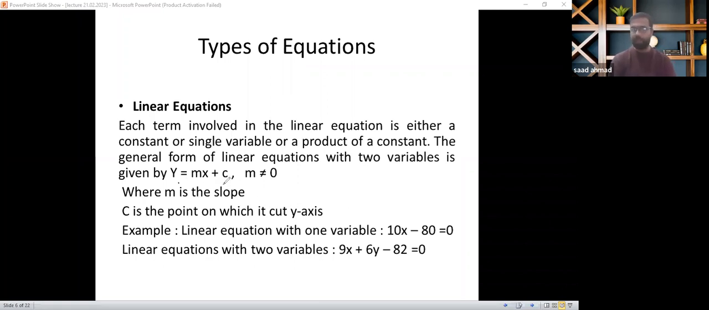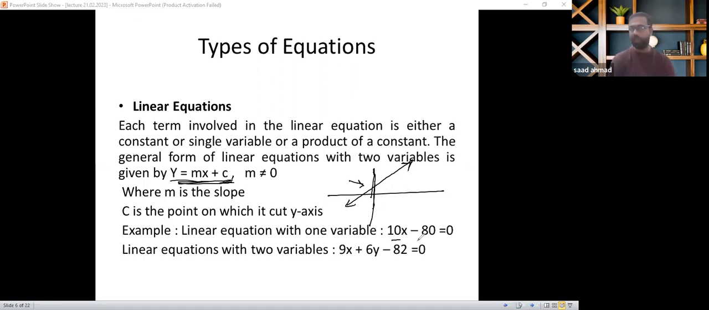Like the linear equations that we just learned before, the equation of a line, y equals mx plus c, where m is the slope and c is the y-intercept. Let's say we have something like this, and its graph looks like some random line. This line is represented by this equation. It's true for some particular values of x and y, not for all the values of x and y.